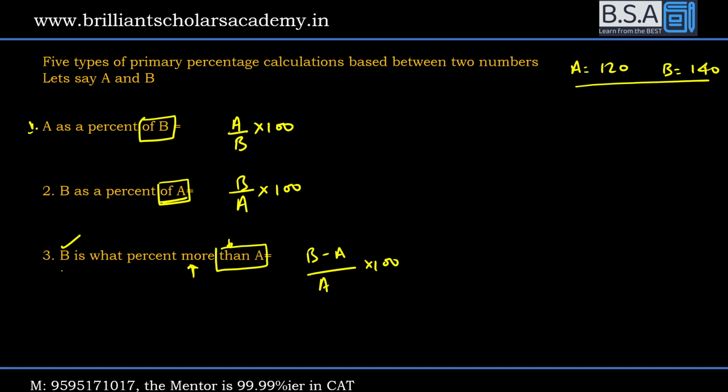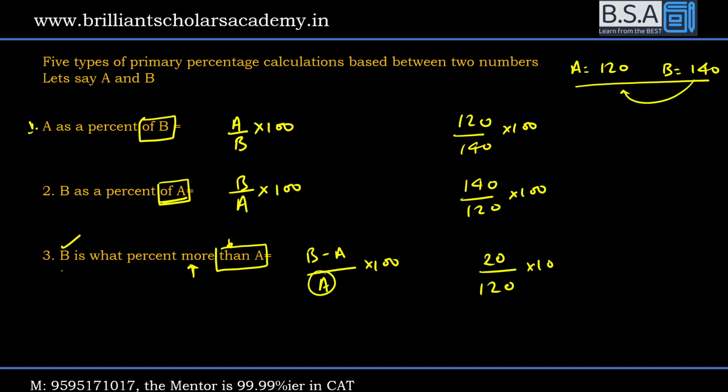If you want, you can apply these calculations here. I want to know A is how much percentage of B, into 100. B as a percentage of A, 140 upon 120 into 100. B is how much more than A? B is more than A by 20 units as a percentage. Because I am comparing with A, A will come in the denominator. I'll further show you the ratio method of calculation in the next slide. This is just an introduction to calculations in percentages.